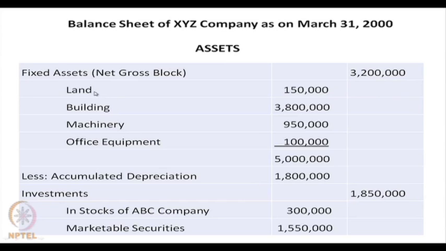Now, the value of land is 150,000, these are all in rupees. Building 3,800,000, machinery 950,000, office equipment 100,000, and this total is 5,000,000, less the accumulated depreciation, which is 1,800,000. This gets subtracted from this to give a value of 3,200,000.